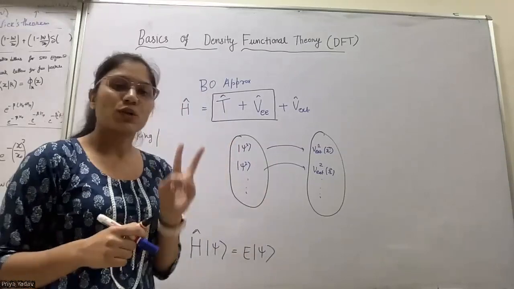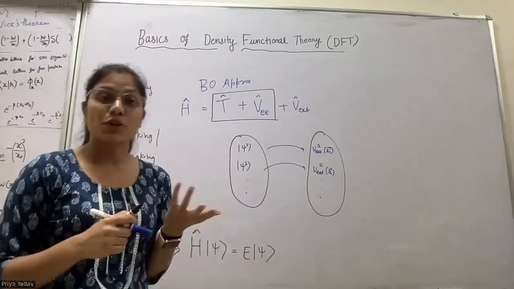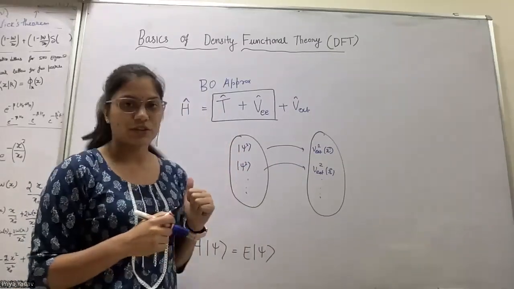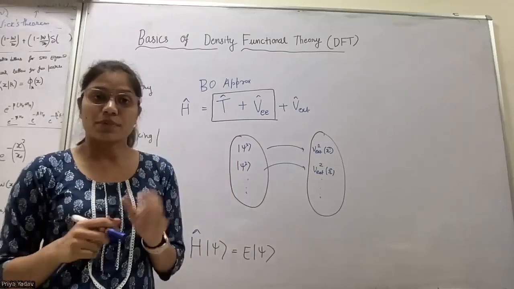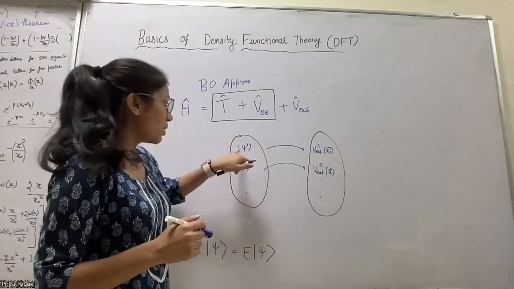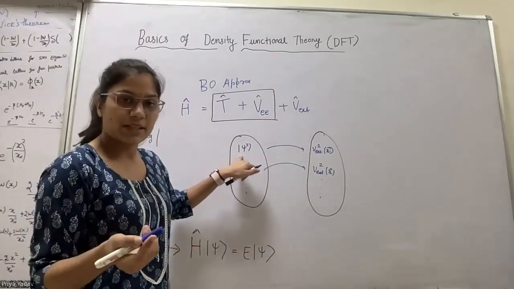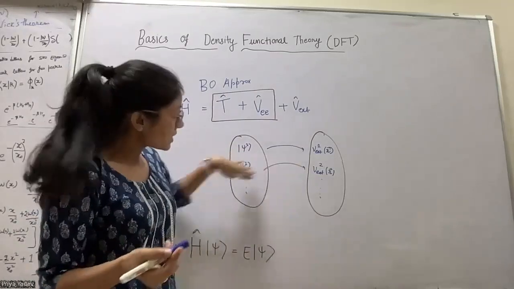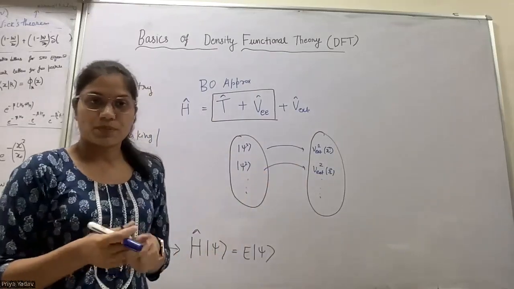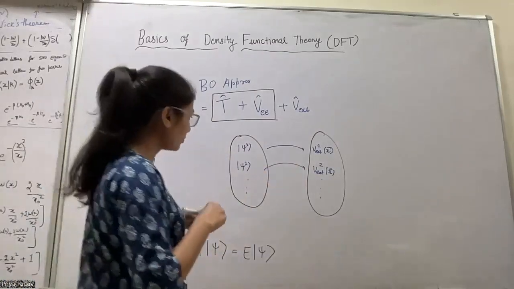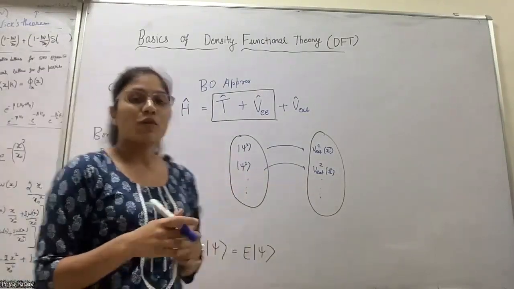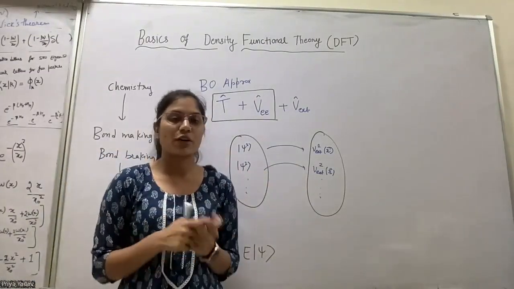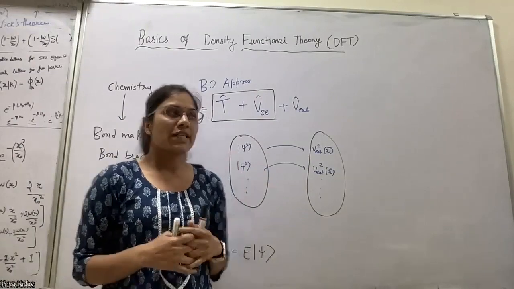So there are two questions. Why do I want to use density instead of wave function? And the second question is, if I want to use electron density or probability density instead of wave function, does this kind of mapping exist there also? Let us answer the first question first: why do I want to use electron density? Why not the wave function?